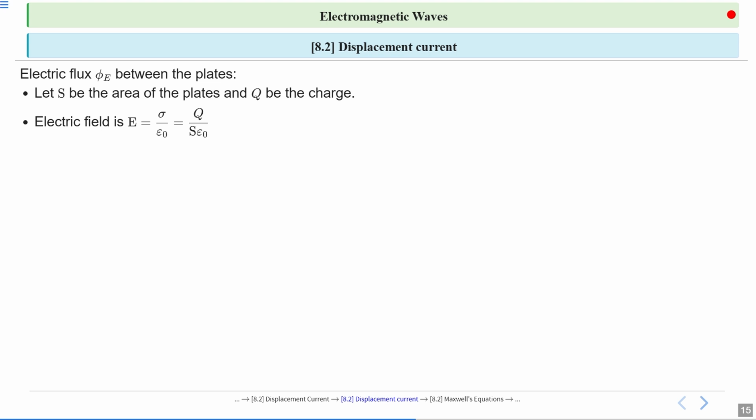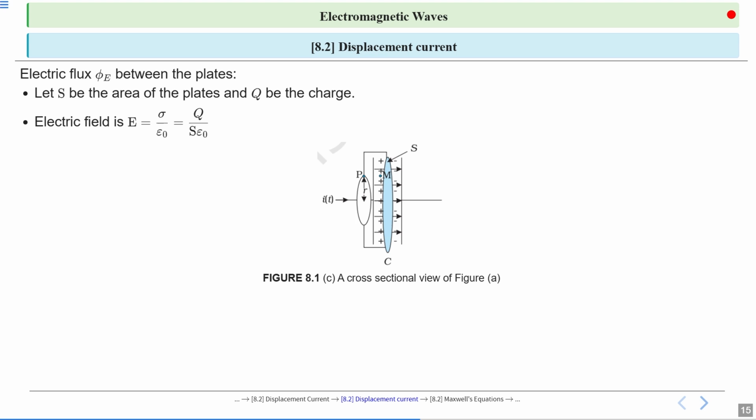So the expression for the electric field is sigma by epsilon naught. Sigma is the surface charge density, that is Q upon area, charge upon area. So sigma by epsilon naught is equal to Q by S epsilon naught, where Q is the charge on the plate and S is the surface area of the plates. This is the electric field that exists between the plates of the capacitor at any instant. It is changing, but at any instant its value is this.